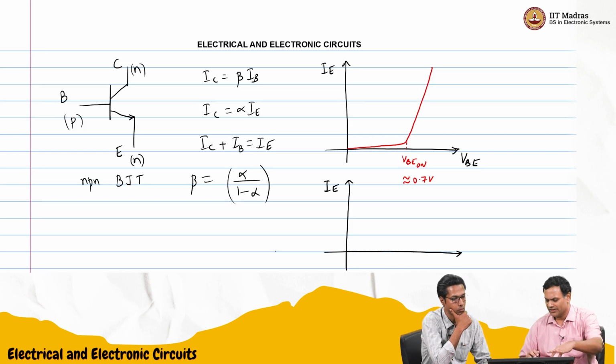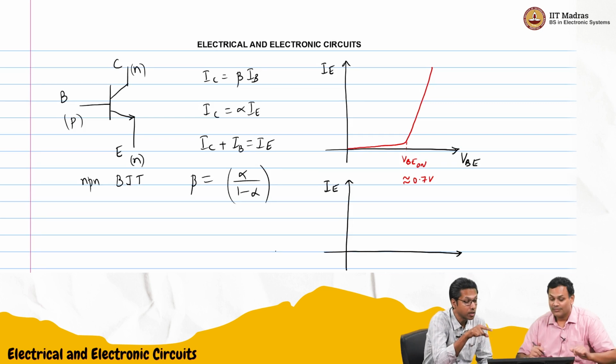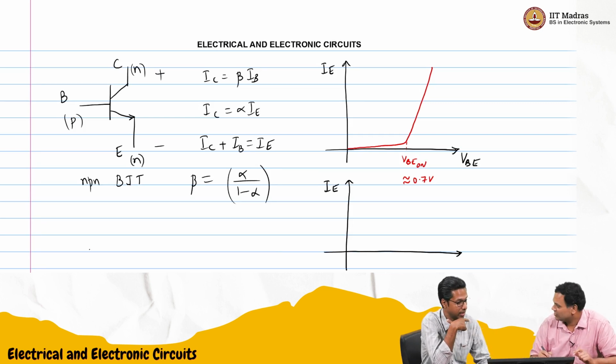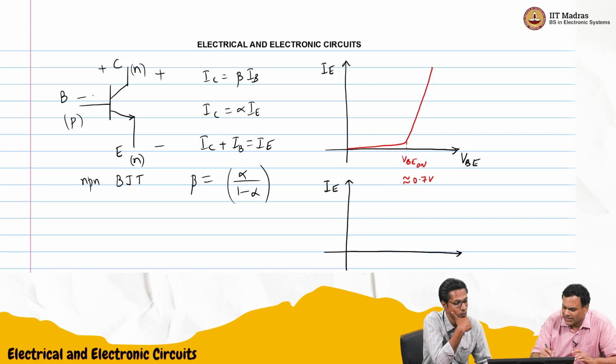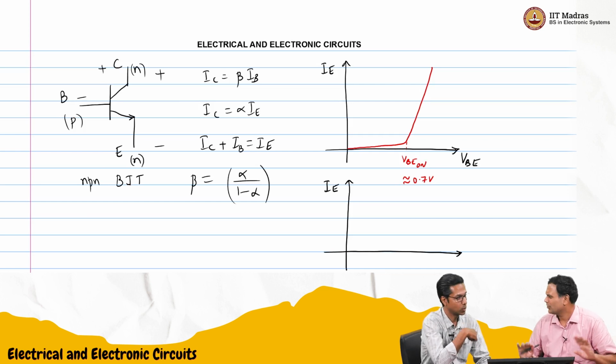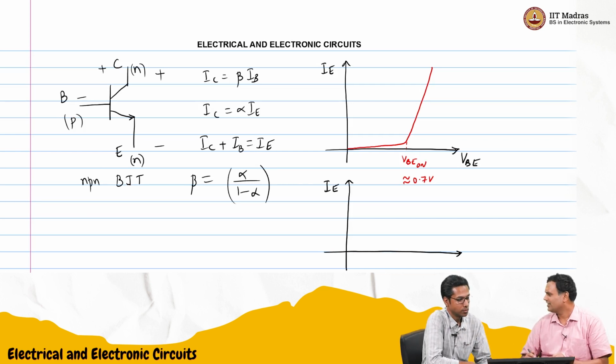Collector base is reverse biased, which means collector emitter voltage VCE will just be collector base plus VBE, which is 0.7. We will just plot against the collector emitter voltage. Okay, so let's just do that.